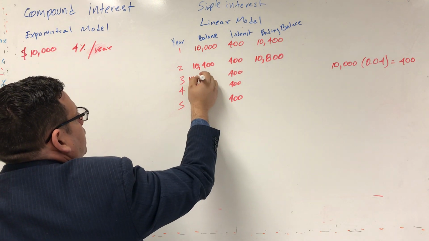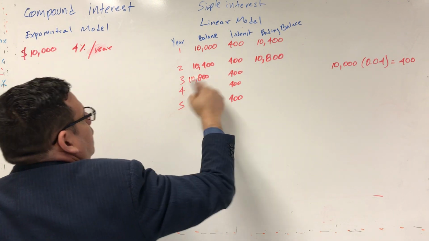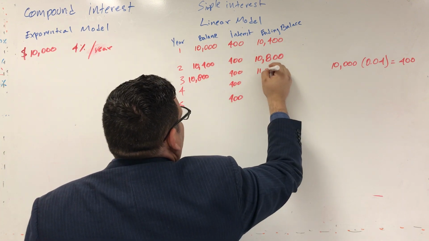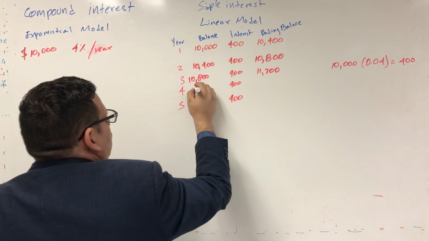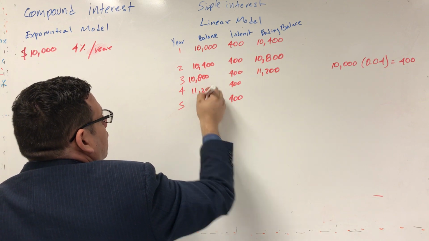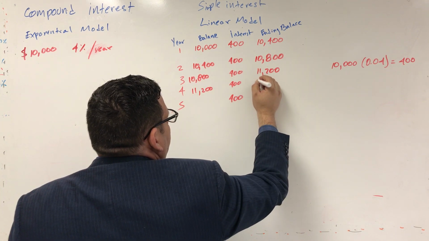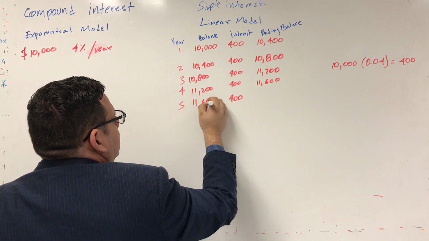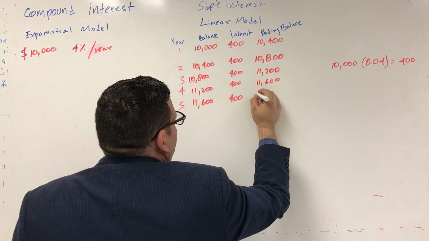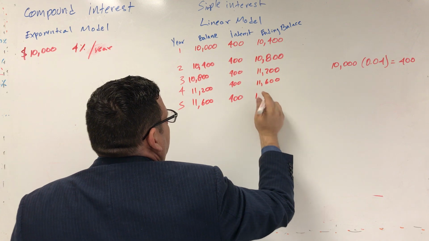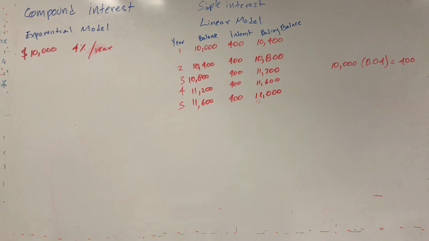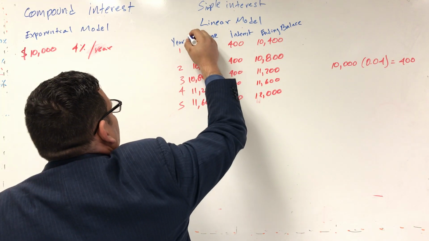You start with this, and they pay you again this, even though you have more money. You go to the 4th year with this money, but they continue giving you this. You start the 5th year with this, but again they will give you this, and you get $12,000. This is how it works with a linear model.